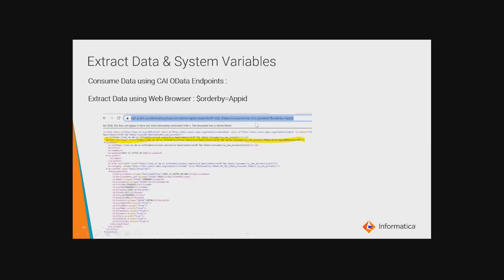So that can be formed as part of the URL. Here, order by app ID. We are giving an app ID, and based on that app ID it is descending or ascending. Whatever has been highlighted, the next record or next subset of records can be accessed, or this can be used in your process for doing pagination.